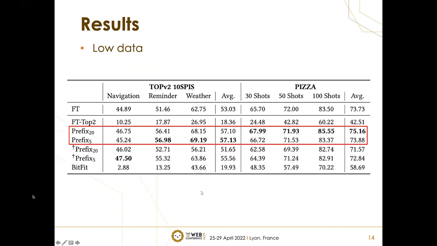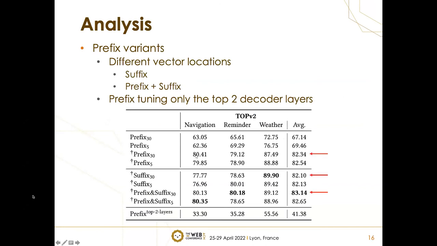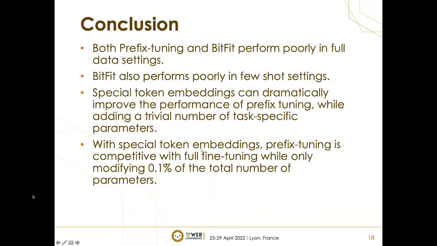And this is for low data. For low data, it's a little bit different. The original prefix tuning method performs pretty well, because we hypothesize that with low data, the model is more prone to overfitting. With more parameters in full fine-tuning and with the special token embeddings, we may get worse results because of overfitting. There is some more analysis that I think I can skip, so let me jump into the conclusion.